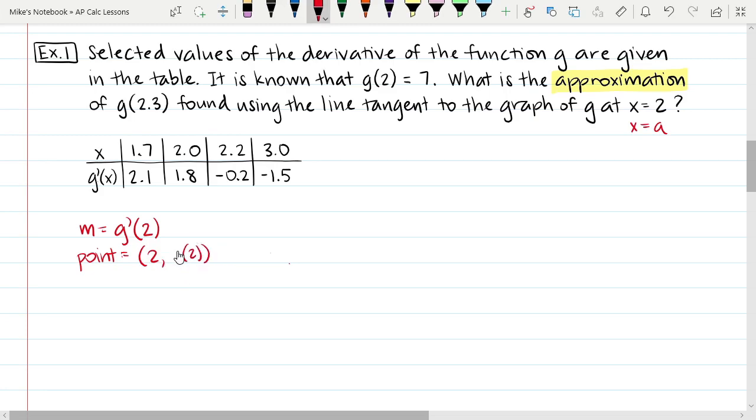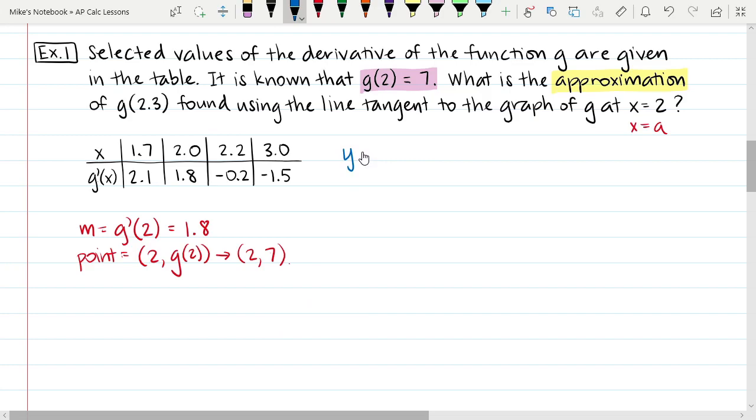Well, I can see from the table that g prime of 2 is 1.8. And I can see from the information that they gave us that g of 2 is 7. So that turns this into 2, 7. So now I have all the information that I need to write the equation of my tangent line.